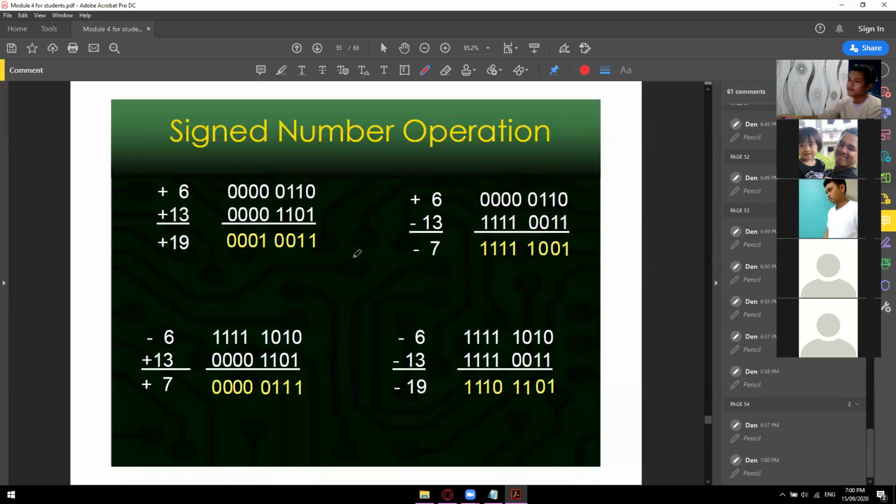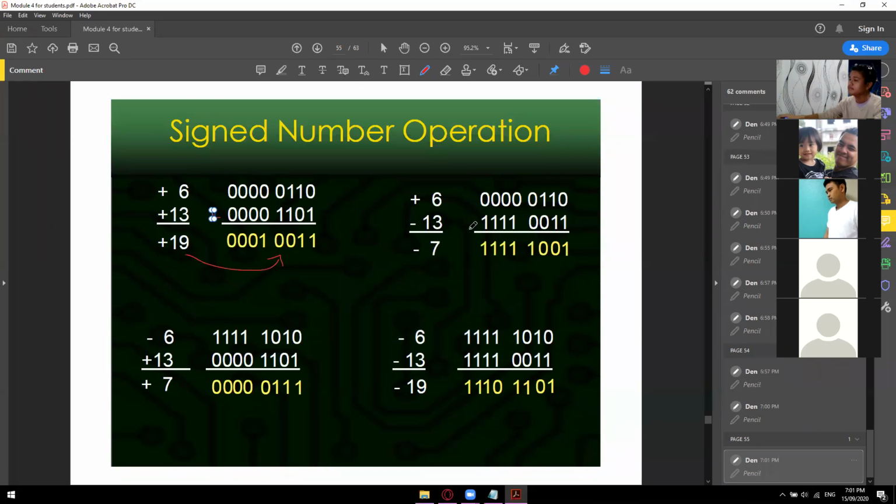Alright, so we have another example in here wherein we have to add this one. So, plus 6, plus 13. So, walang problema. Convert nyo lang to into positive representation. So, 4 plus 2 is 6. 8 plus 4 plus 1 is 13. So, just do the math. Yung tinuro ko sa inyo kanina. Addition of binary. So, ito na yun. Yung magiging result, dapat 19. So, 16 plus 2 plus 1 is 19. Which is the same with this one.